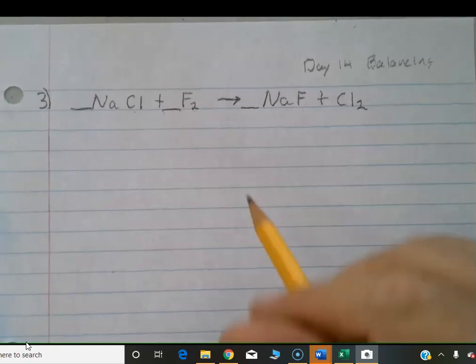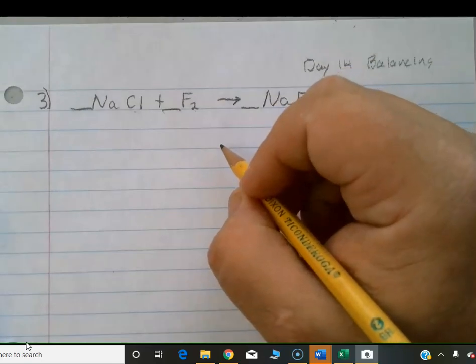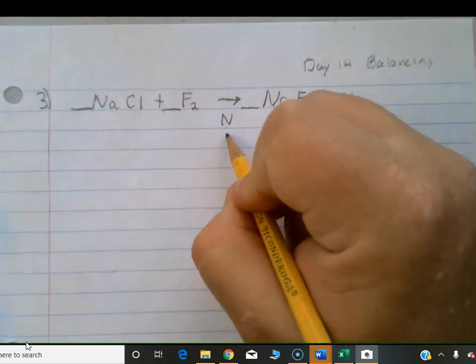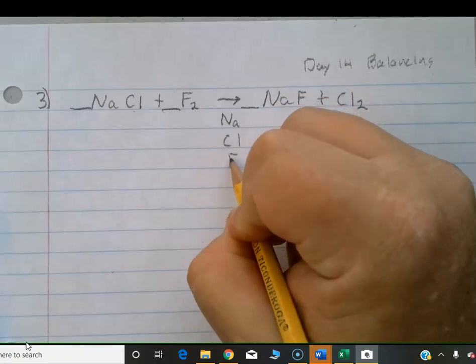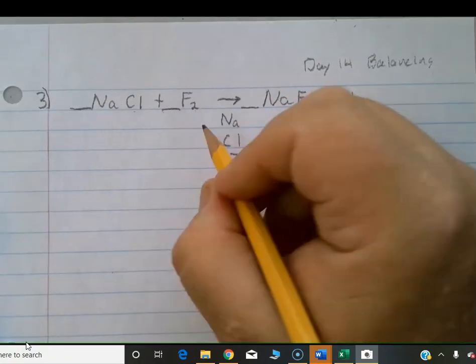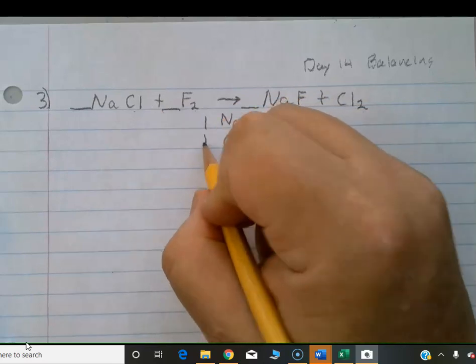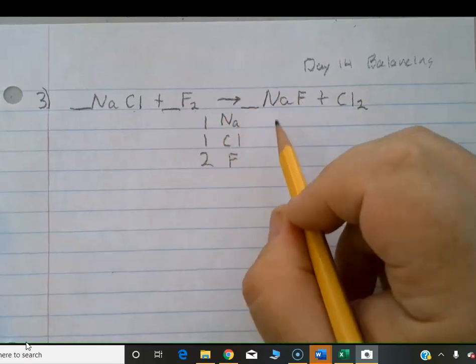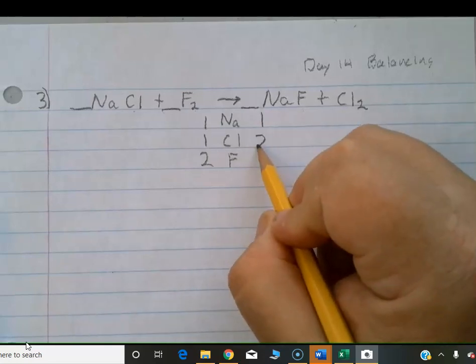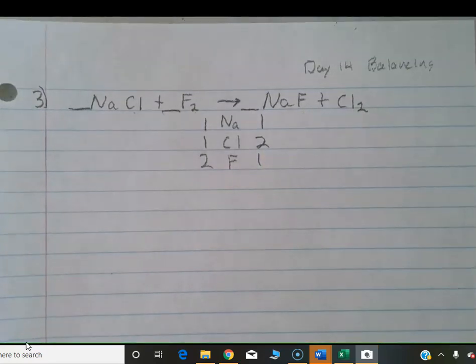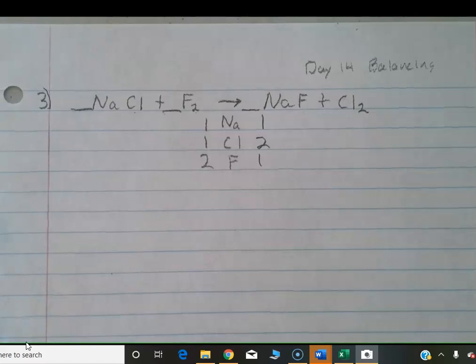Okay, so what are we going to do? Let's count, let's list our elements. Okay, we have 1 sodium, 1 chlorine, 2 fluorines. We have 1 sodium, 1 fluorine, and 2 chlorines. Alright, sodium's already in balance, so we don't do anything with that. It really doesn't matter whether we pick fluorine or chlorine.